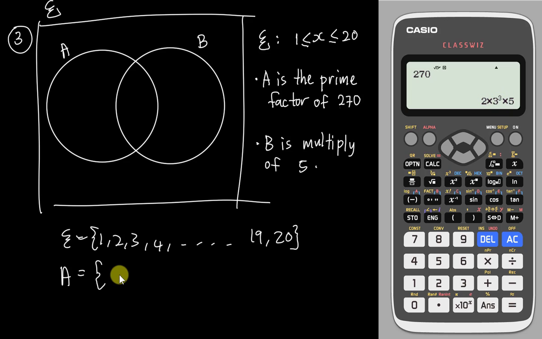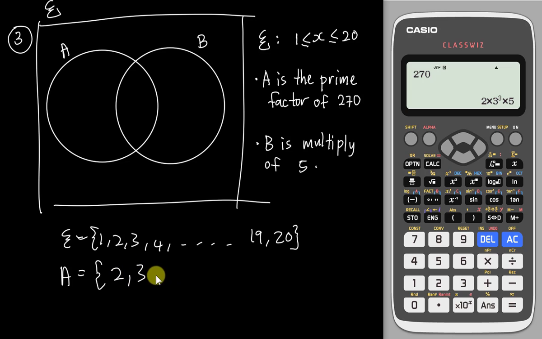Remember, when I want the prime factors, I will not write the power of 3 here. I will just choose each of the numbers here. That means I know 270 can be divided by 2, by 3, and by 5 here. And then B will be the multiples of 5 here. So basically I have 5, 10, 15, 20.